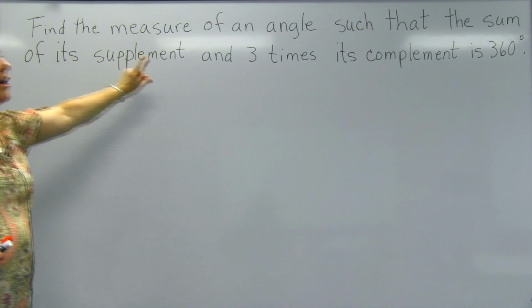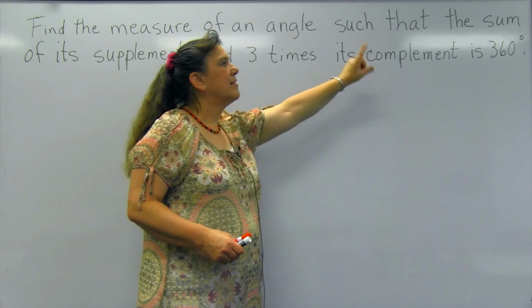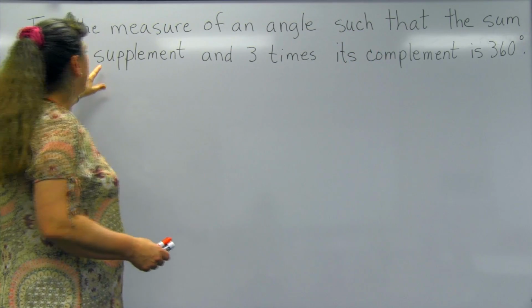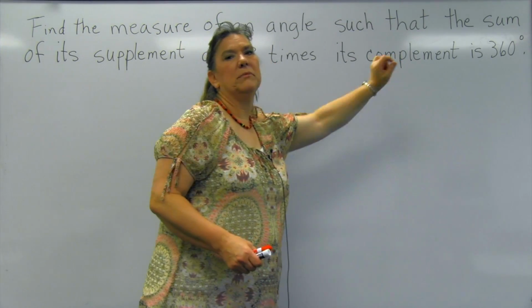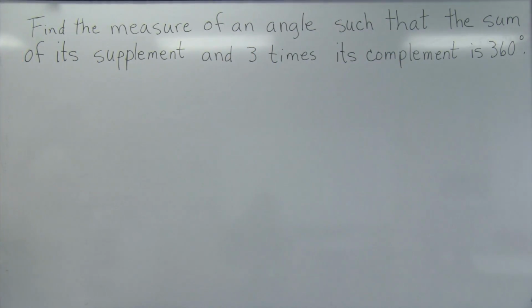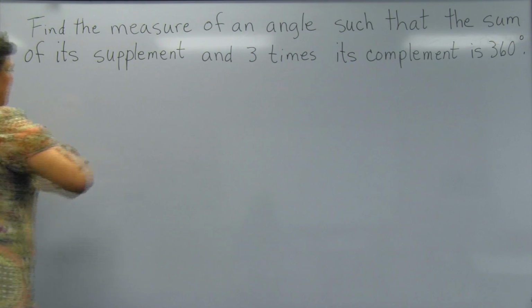Find the measure of an angle such that the sum of its supplement and 3 times its complement is 360 degrees. Okay, so let's analyze that. First of all, let's draw a picture. What are complemental angles and what are supplemental angles? So let's look at that picture.